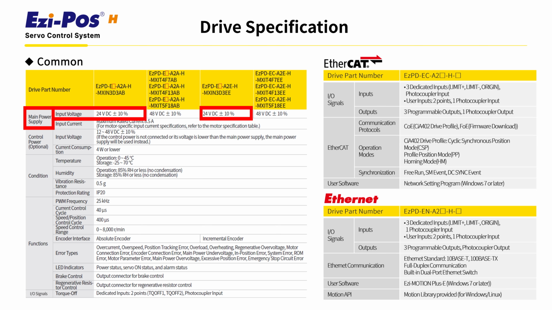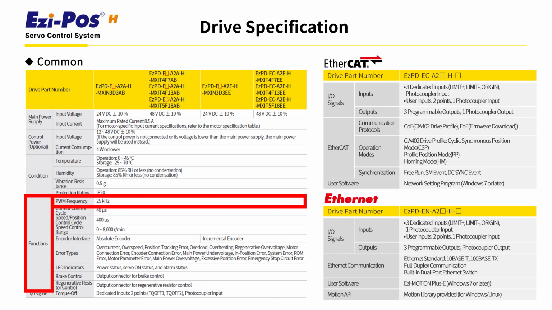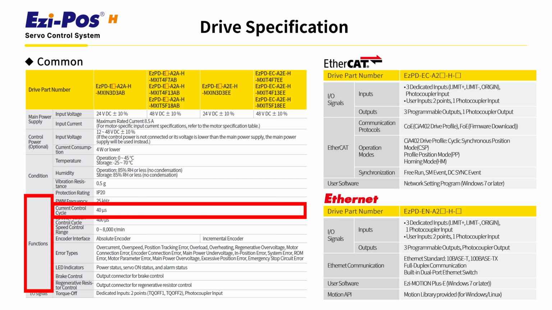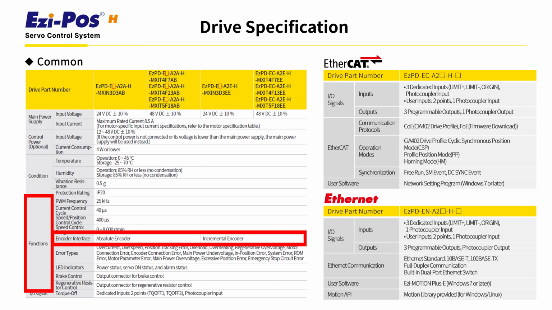The main power input voltage is 24 voltage, and for the 180W motor drive, it is 48 voltage. The control power supply is DC 12 to 48 voltage. The PWM frequency is 25 kHz, and the current control cycle is 40 microseconds. The motor speed control range is from 0 to 8000 RMIN, and both absolute and incremental encoder interfaces are supported.